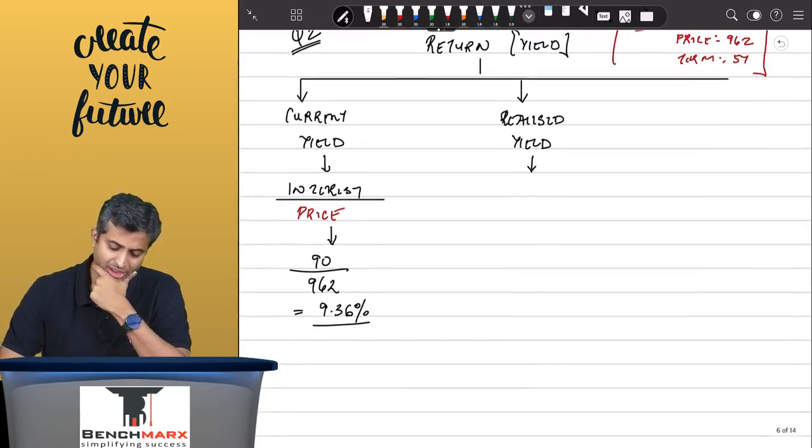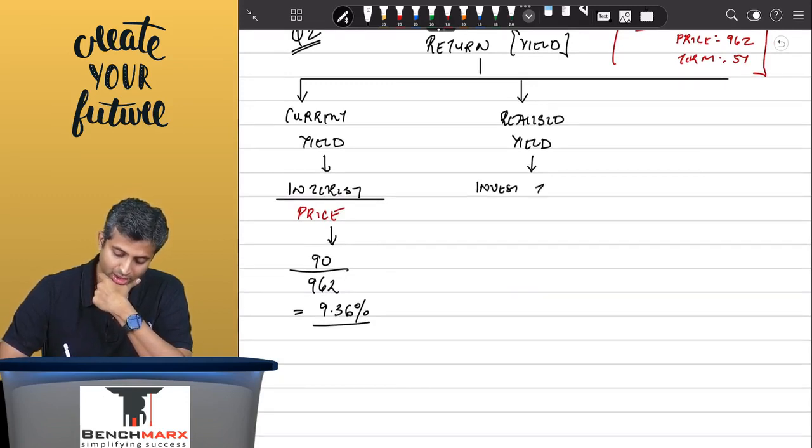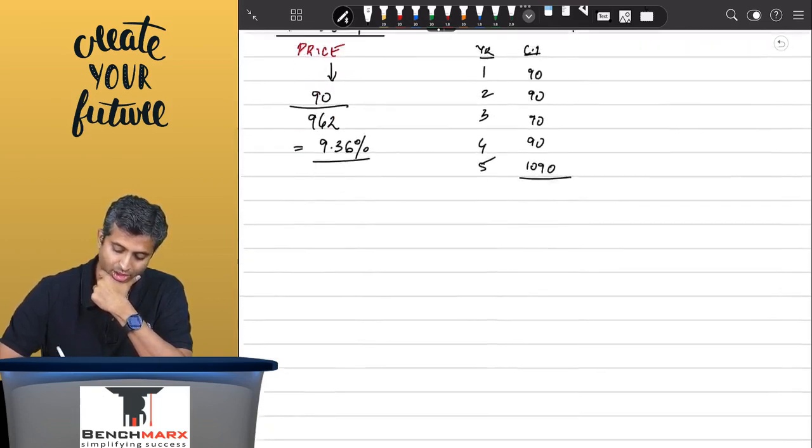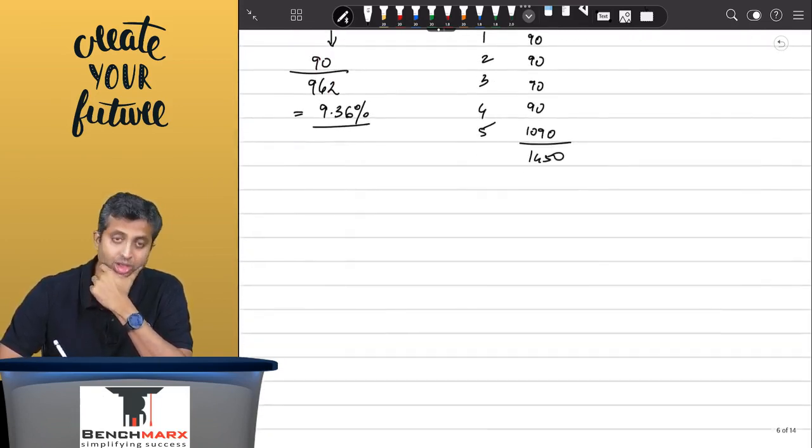What is the concept telling you? The concept tells you that your investment today is how much? Sir, investment today is approximately 962. In return, what are you getting? Sir, you are getting here 1, 2, 3, 4 and 5. You are getting cash inflows of 90, 90, 90, 90 and 1090. Perfect. So if I total up, this is 1450.